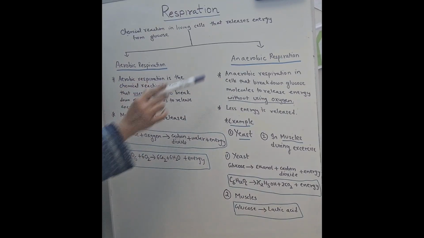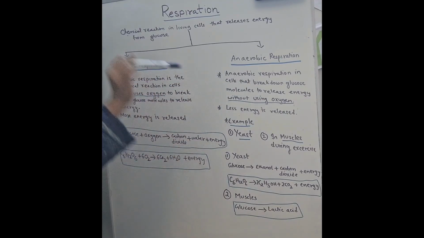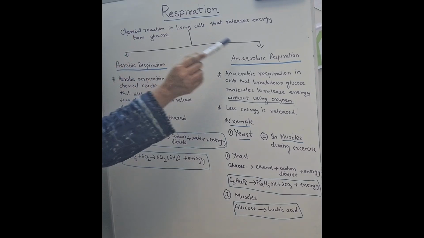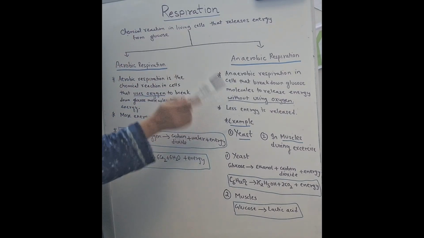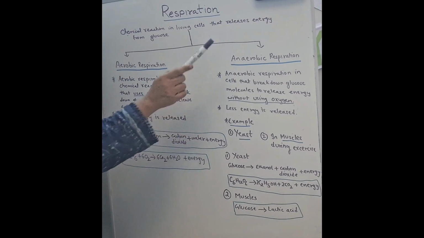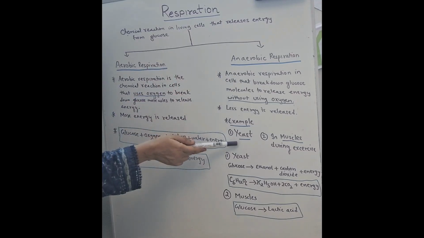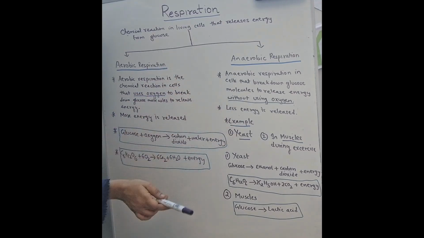So what are the points we need to remember about anaerobic respiration? The first and foremost thing is that this type of respiration takes place in the absence of oxygen. Where does it take place? It takes place either in yeast or in muscle cells during exercise.